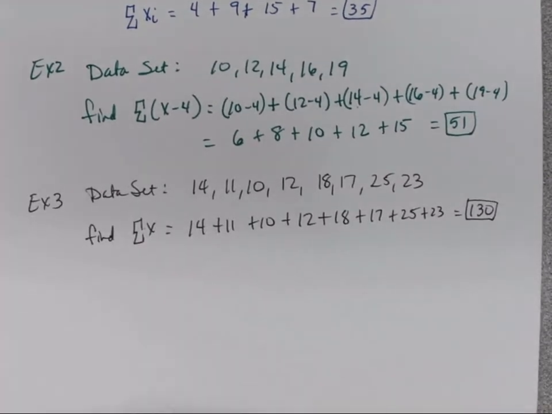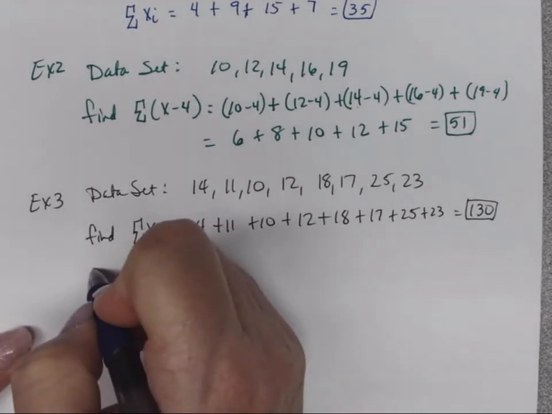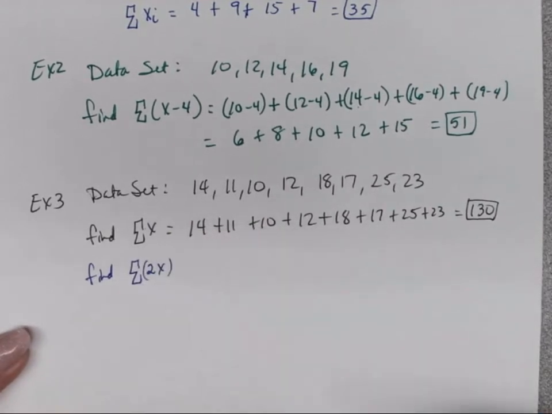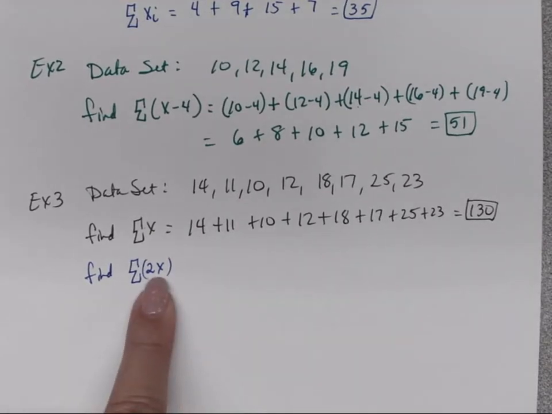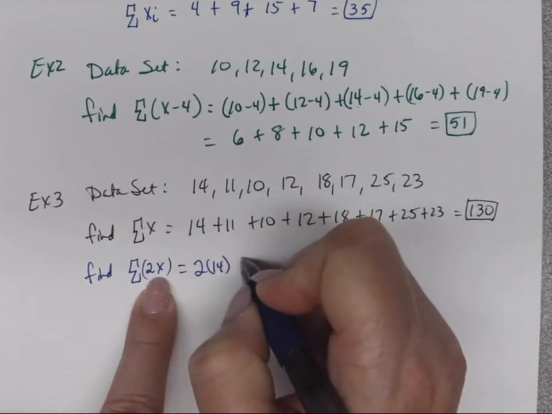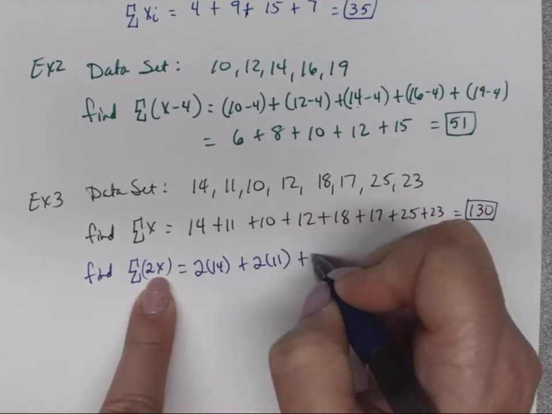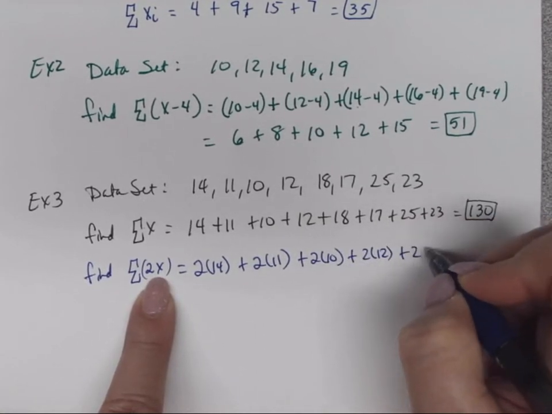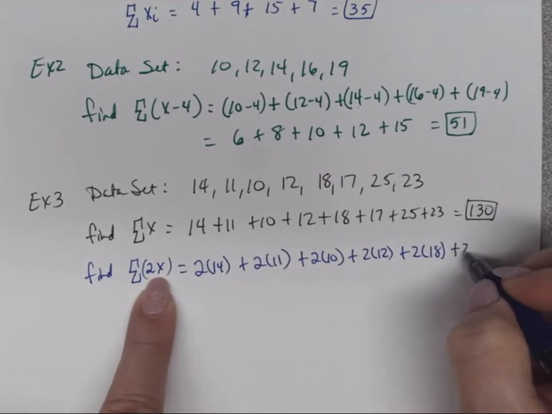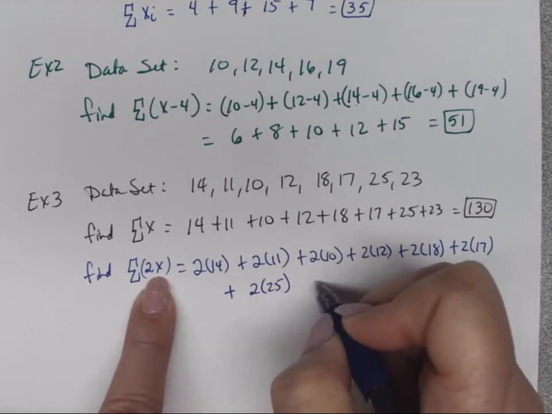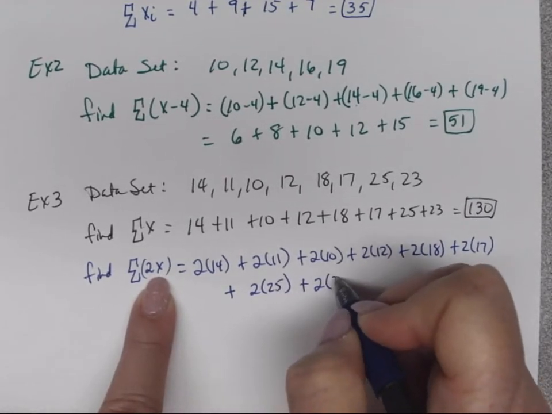All right, let's do another part. We're going to use the same data set, but we're going to do another part to it. So let's find the summation of 2x. What that means is we're going to multiply each term by 2. So 2 times 14 plus 2 times 11 plus 2 times 10 plus 2 times 12 plus 2 times 18 plus 2 times 17 plus 2 times 25 plus 2 times 23.